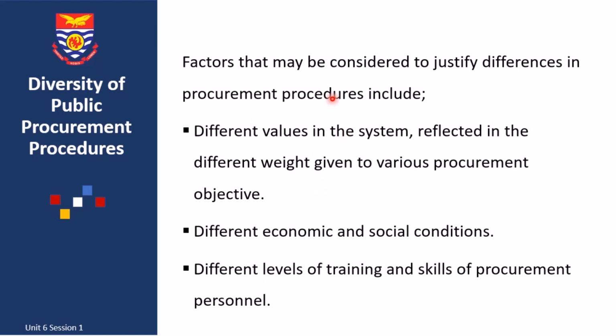In considering the diversity of procurement procedures, you have to take note of some of the reasons why there exists diversity or differences in procurement procedures. One of them is that there are different values in the systems, which are reflected in the different weights given to various procurement objectives. Maybe in a given country, because of the corrupt nature of the country, they emphasize more on corruption. In another country, they emphasize more on achieving value for money. If you appreciate this, you realize that there are differences in public procurement systems.